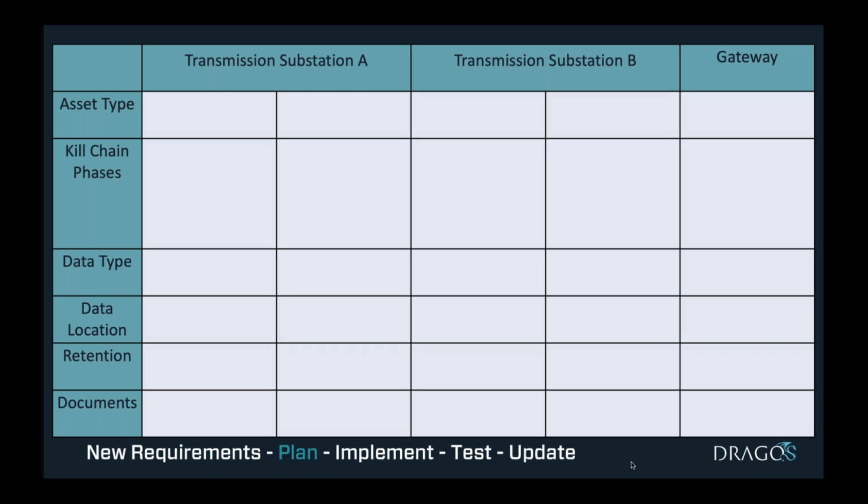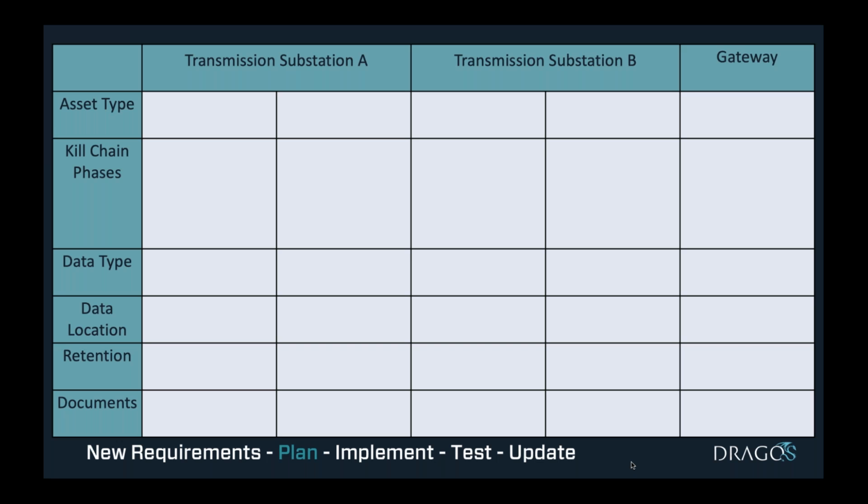And so in this case, we've set up a scenario where we have created a very simple CMF, and we've categorized the columns by location: two transmission substations, and then kind of a border gateway. And on the left side, for rows, we've identified asset type, in this case, kill chain phase, data type, and so on. The important thing to keep in mind is the content is really the focus, not the structure.